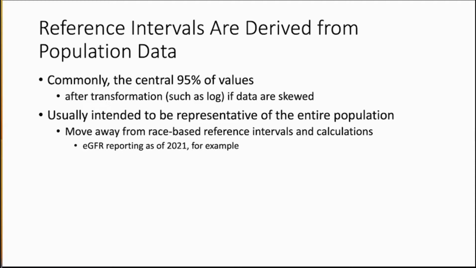And as I'm sure most of you are aware, there has been a move away from specifically race-based reference intervals in recent years. And the best example of that I can think of is the change in estimated glomerular filtration rate reporting as of last year, when there were recommendations to drop race, for example, as a factor in the eGFR equations and the new CKD-EPI equations.